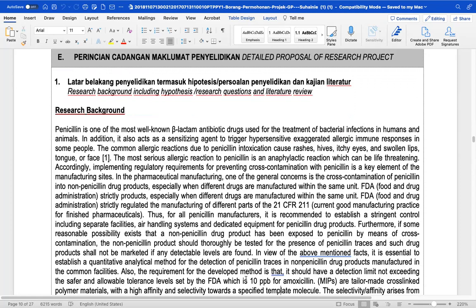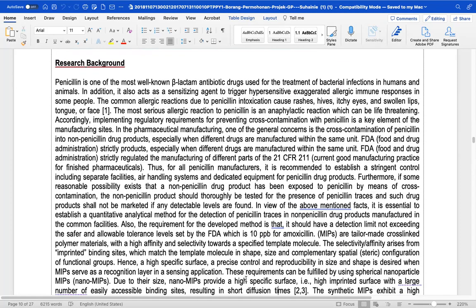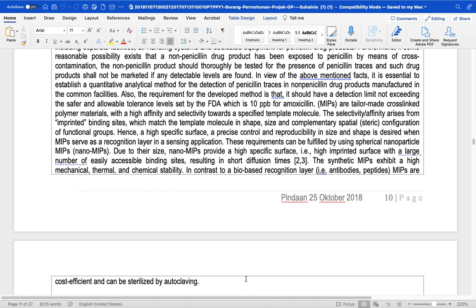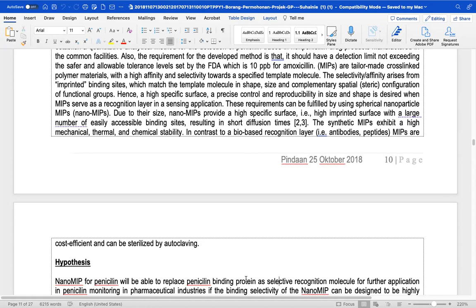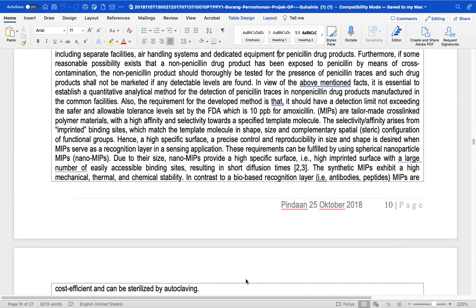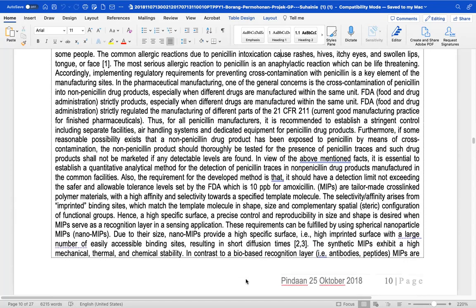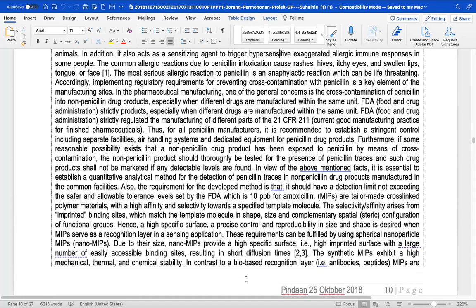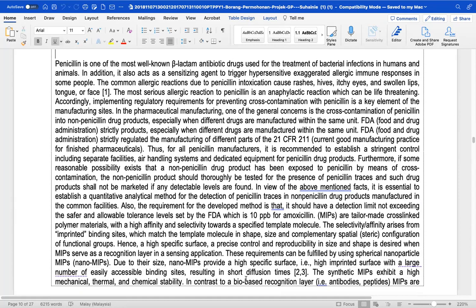This is part of the literature review. The information about penicillin and the methods being used to detect penicillin, the issues. So the normal things that we have discussed. Okay.